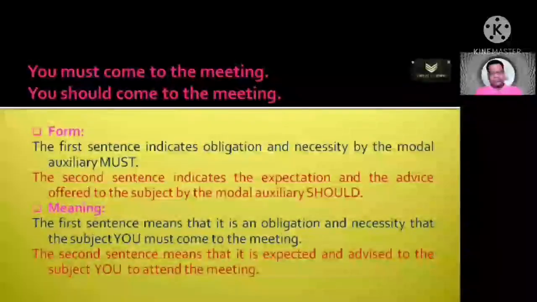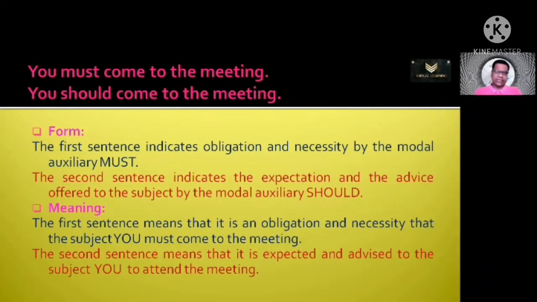Now you look at one more pair on your screen. You must come to the meeting. You should come to the meeting. In these two sentences, modal auxiliaries have been used. The first sentence indicates obligation and necessity by the modal auxiliary must, whereas the second sentence indicates the expectation and the advice offered to the subject by the modal auxiliary should.